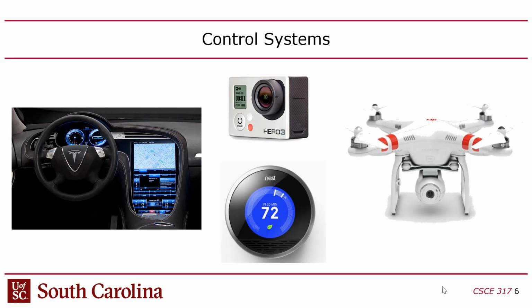And then the thermostat is actually running your AC, but it also uses a thermometer to measure the temperature, which is the process variable. And the drones use GPS, and some of them use inertial sensors, like an accelerometer and gyroscope.